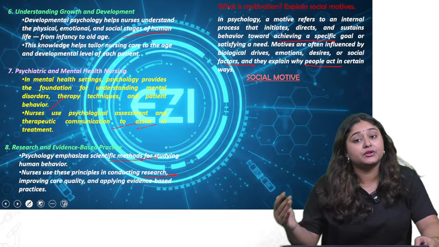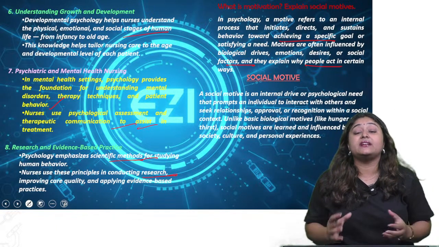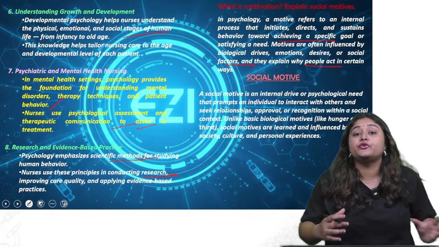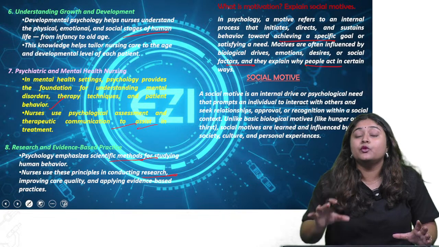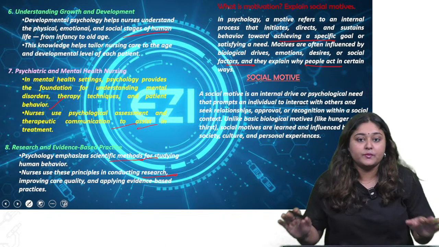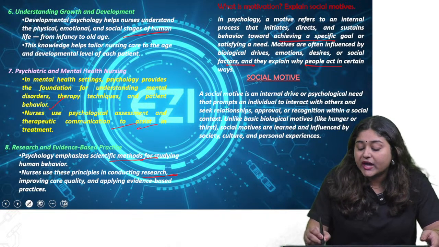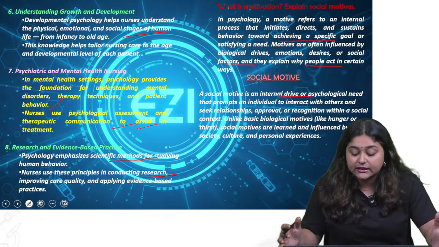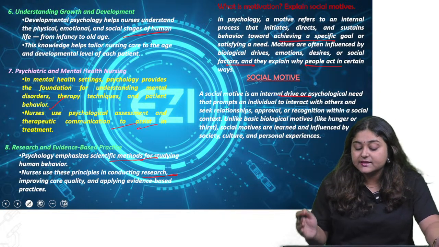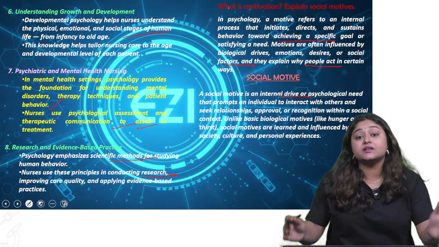Okay, now come to the social motive. What do you mean by social motive? A social motive is nothing but a desire gained from the society, an intrinsic factor moving you from inside to do that particular work. That is the actual meaning of social motive. In the same way, a social motive is also an internal drive or psychological need which promotes an individual to interact with others and seek relationships for approval or recognition within a social context.